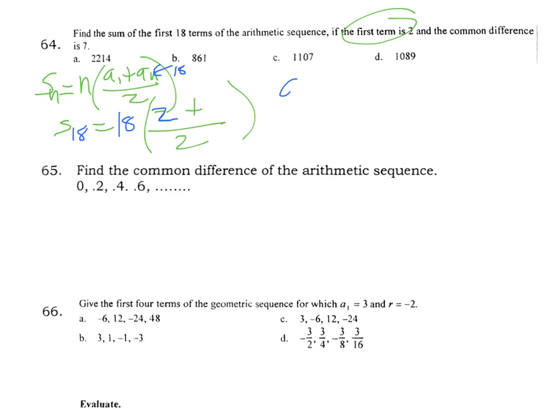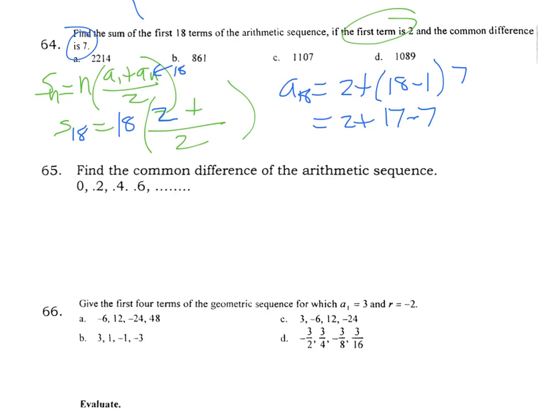Well, a18, I'm going to use the general rule for an arithmetic sequence. It says start with a1, add n minus 1, and again 18 minus 1 because it's the 18th term, times d, and they tell me the difference is 7. So I can get this right away if I understand that I can use that formula. It's 2 plus 17 times 7.